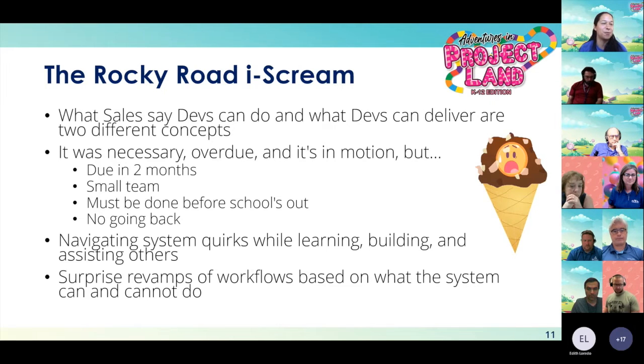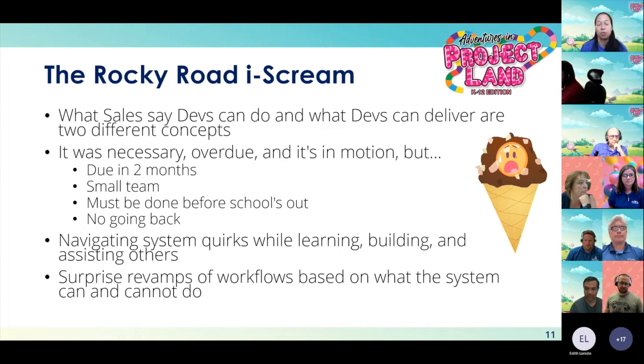And how did it go for us, besides the Basecamp and communication and to-dos? Well, it was a rocky road ice cream. And by ice cream, I mean ice cream, just like it says over there in the presentation. It started with us finding out that what we heard from the sales that the product can do is not really what the product can do. And that was amidst it being an urgent thing.